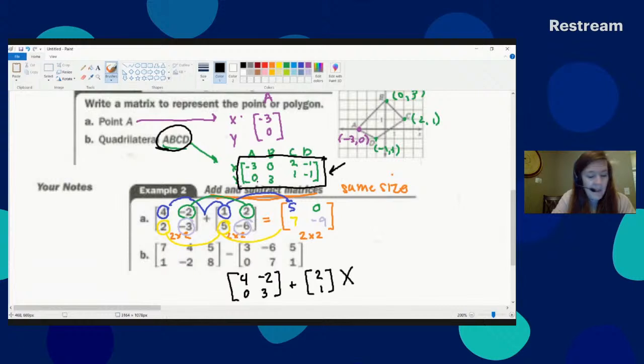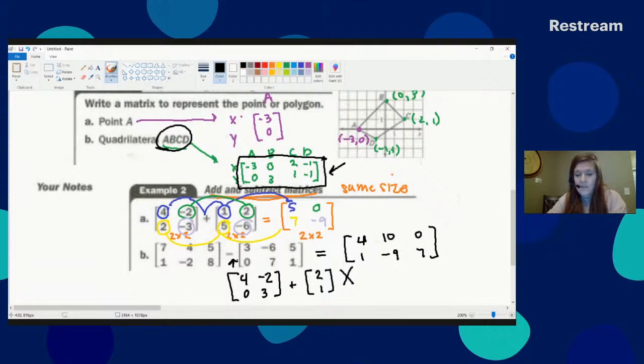If you want to know what the answer to B is here, if you want to try that, pause it and try it. It should be 4, 1, 10, -9, and 0, 7. Notice this one is subtracting your matrices. So you're just going to do 7 minus 3 to get 4 and so on. So usually everybody has a pretty easy time with that.